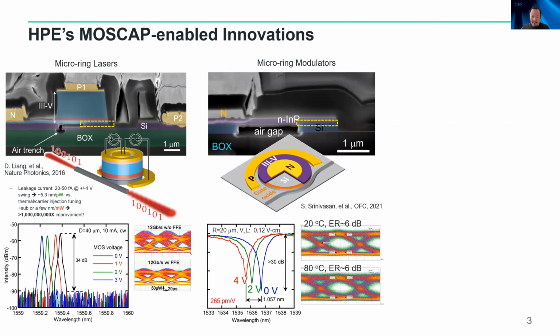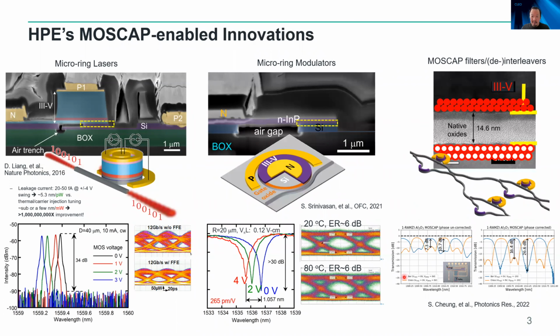Likewise, for the microring modulator here, we've demonstrated static VπL numbers of 0.12 volt centimeter with 1 nanometer of tuning for a 4 volt bias. And these eyes here show 25 gigabit per second modulation, both at 20 degrees C and 80 degrees C.